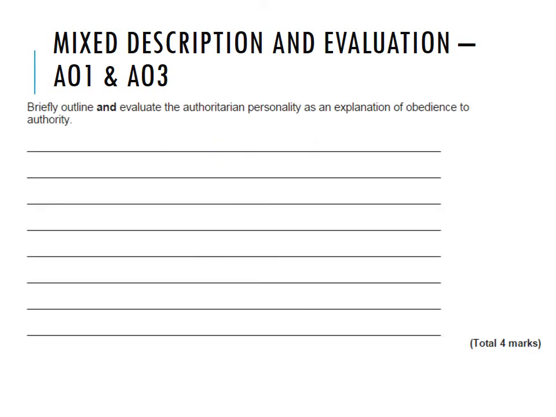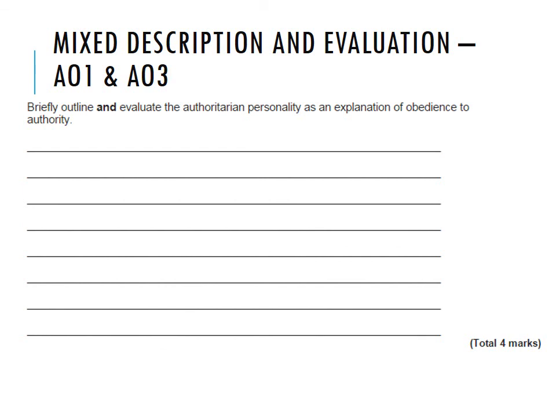So for example, briefly outline and evaluate the authoritarian personality as an explanation of obedience to authority. So 4 marks. 2 marks will be for our outline, our AO1 of the theory, so state that it is a personality trait. People with an authoritarian personality are more likely to be obedient than others. It is a result of strict parenting. Then 2 marks for our evaluation.